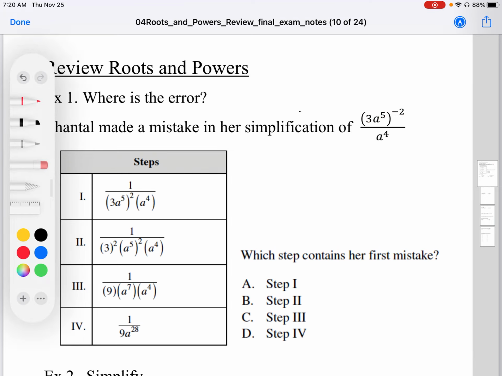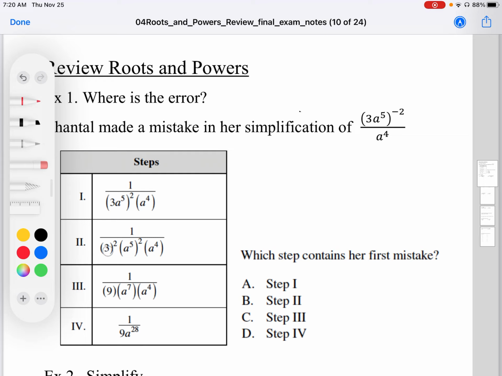So let's take a look at her steps. The first step was she used the negative power to put this expression, this part here, into the denominator. And that's perfectly okay. She just changed that from a negative exponent to a positive exponent.